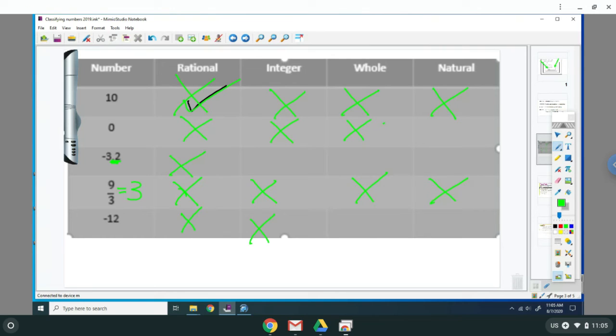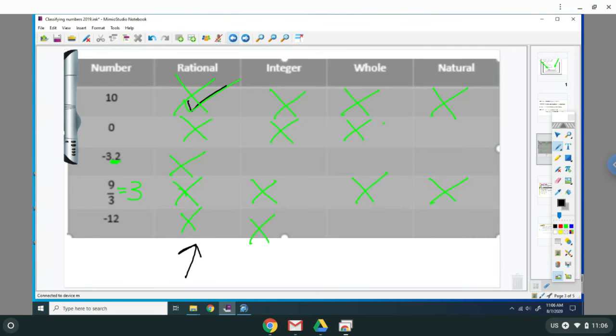So that's our table. As you notice, all numbers are rational. Only some of them can be integers, whole, and natural. For a number to be natural, it also has to be a whole, it also has to be an integer, and it also has to be a rational. So it has to meet all of those criteria.